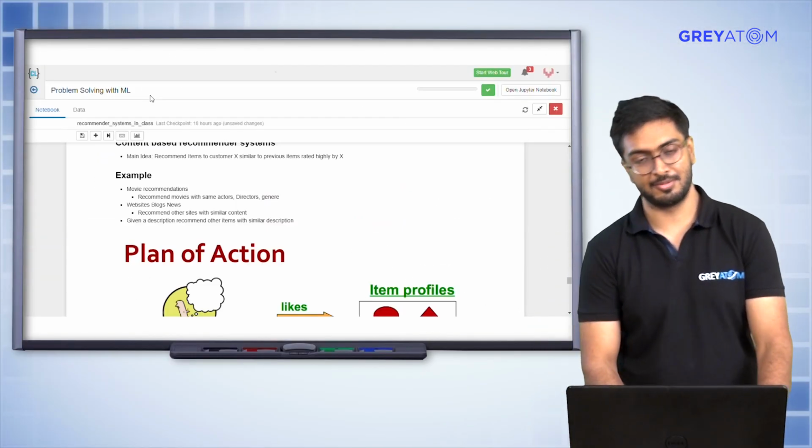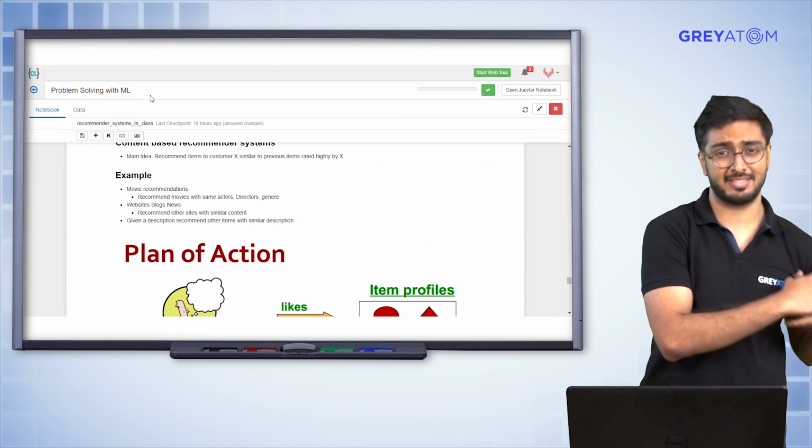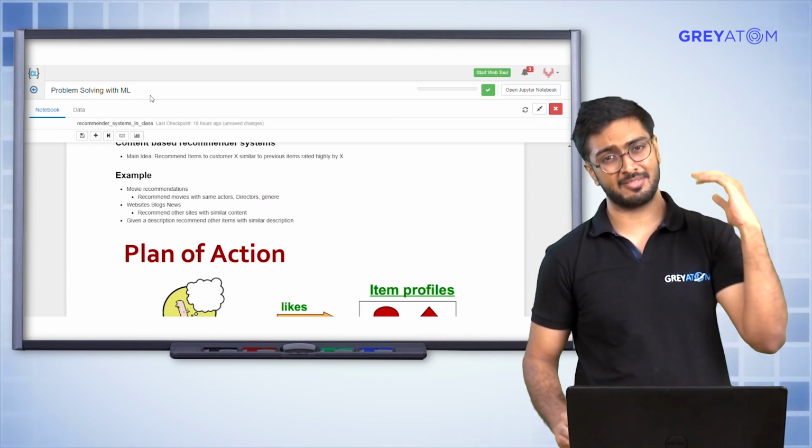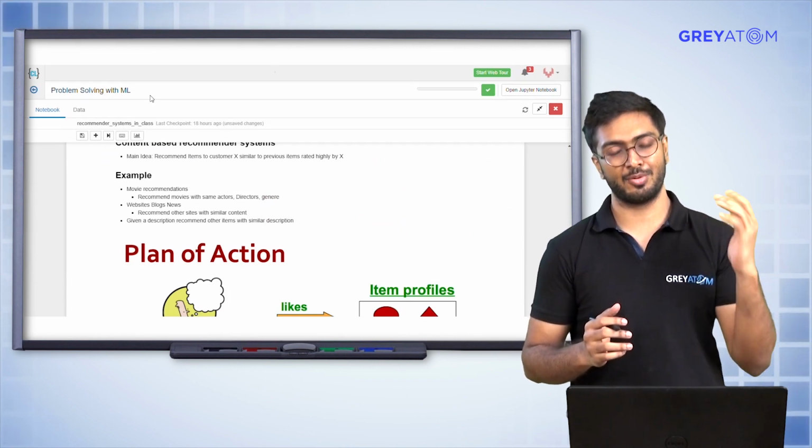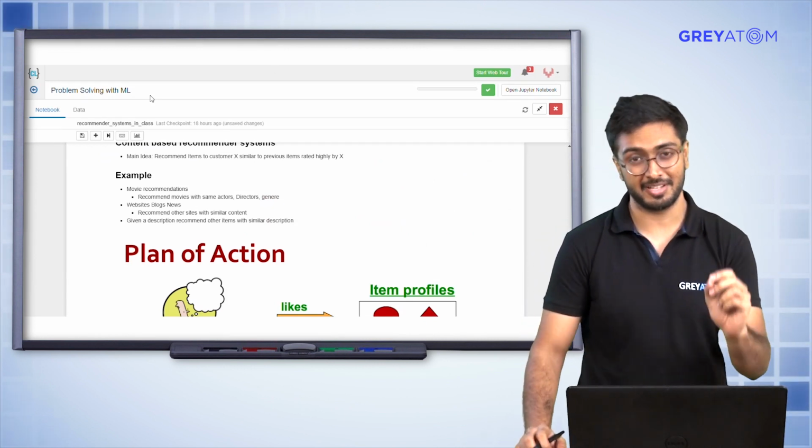So there's nothing much to it. Once you understand that, the rest of the flow is exactly the same as the way we had done it: for every user for whom you have to recommend, see which are the items he has already liked.